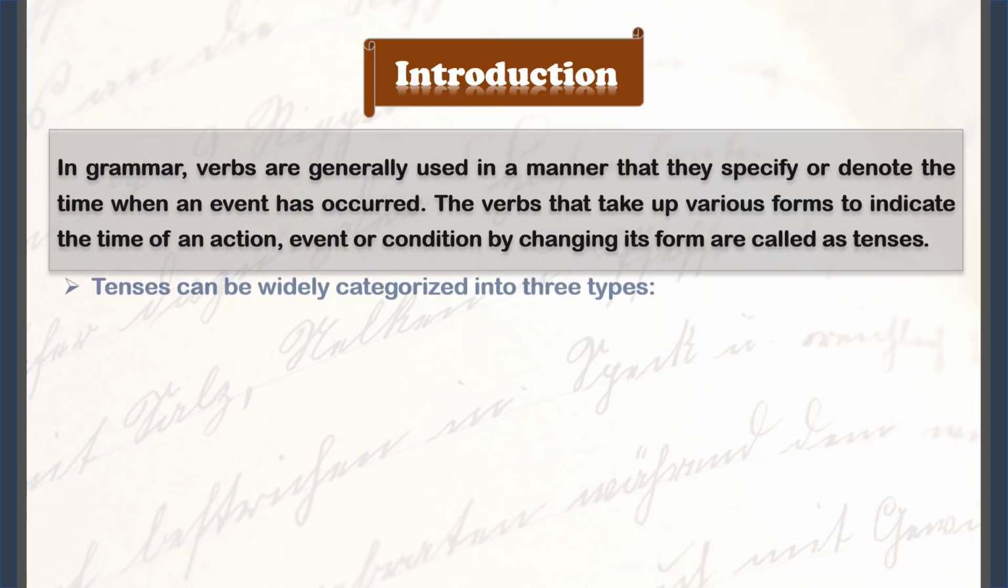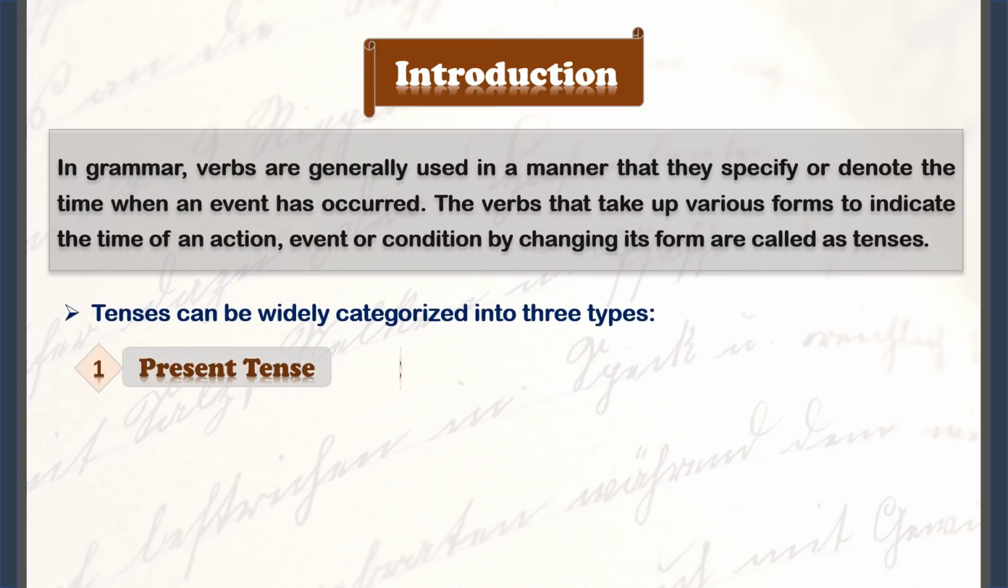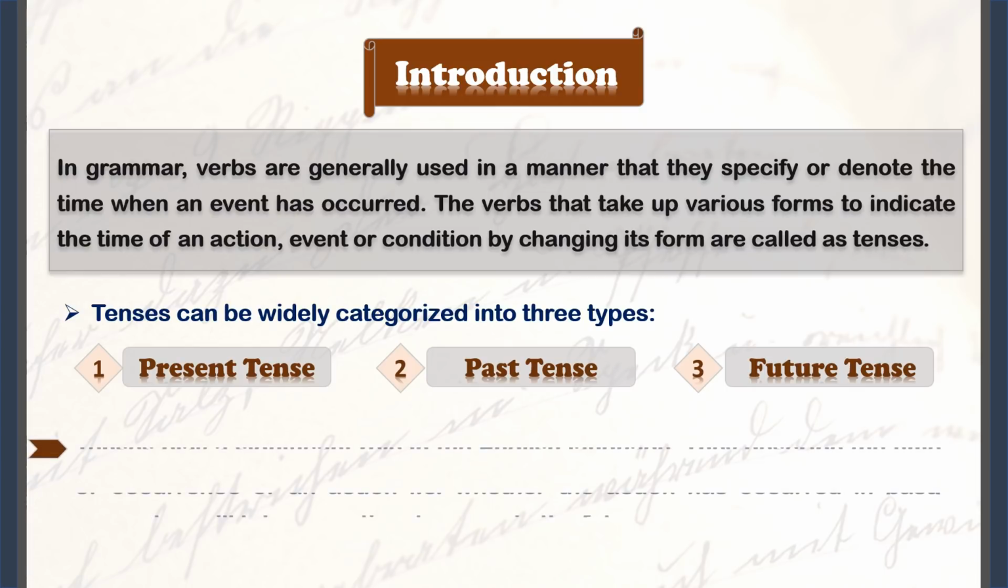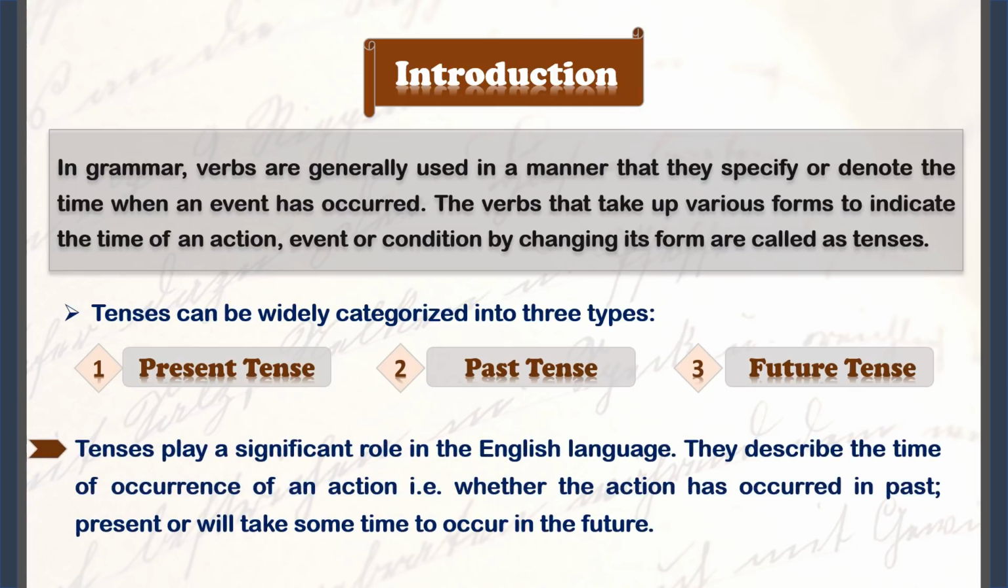Tenses can be widely categorized into three types. First is present tense, second is past tense, and the third one is future tense. Tenses play a significant role in the English language. They describe the time of occurrence of an action, that is, whether the action has occurred in the past, present, or will take some time to occur in the future.